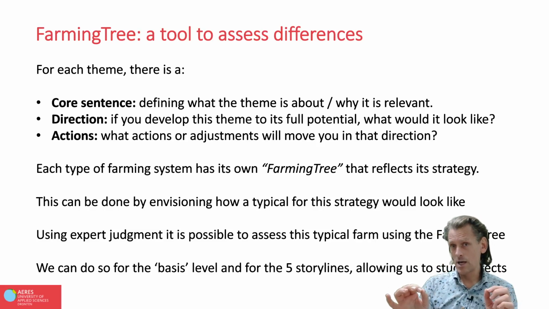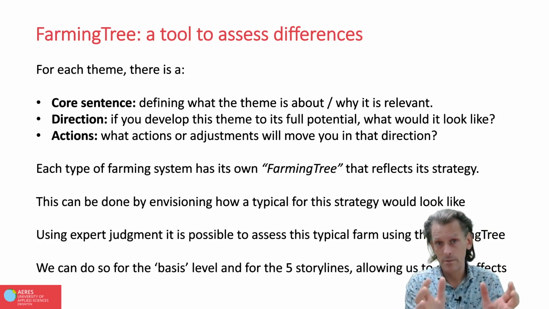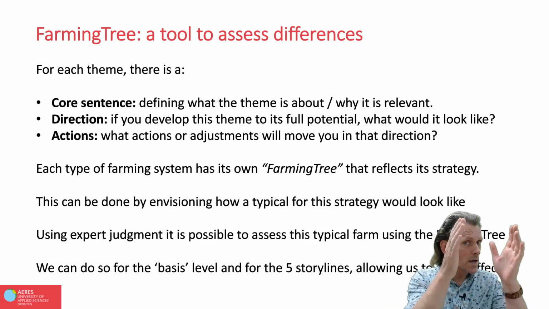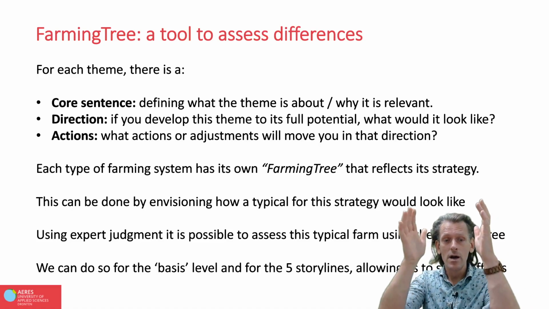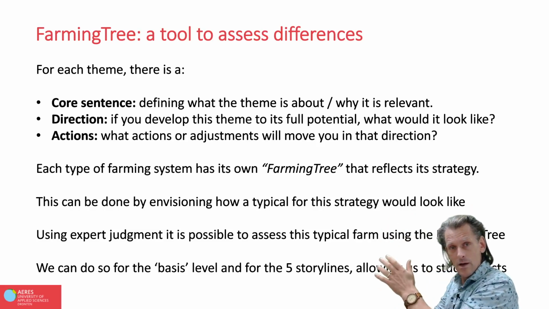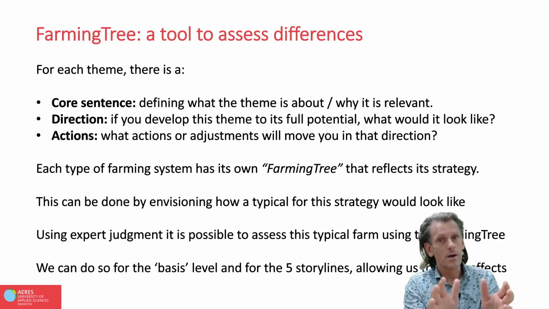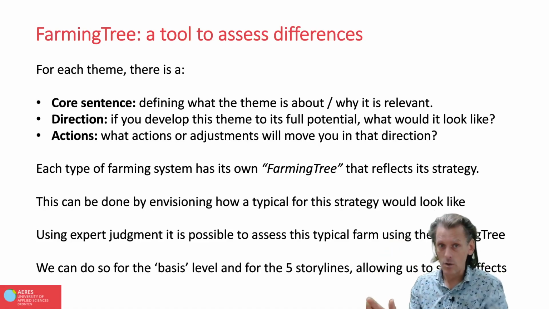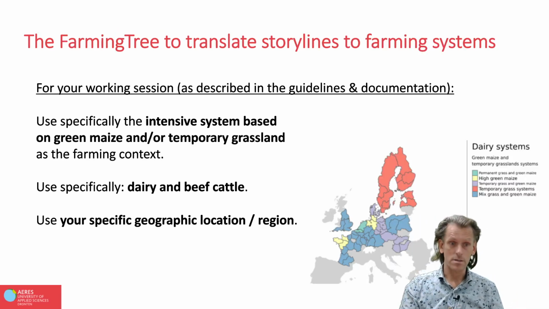We can do so now for the basic level of each farming system as it is now, current conditions. And then we could say, okay, this is the farming tree for current conditions. What if we have storyline 1, storyline 2, 3, 4, and 5? Each time we go to the same farm, how would it develop under this storyline? And get our scores for that based on our own expert judgment. This will allow us to make comparisons.